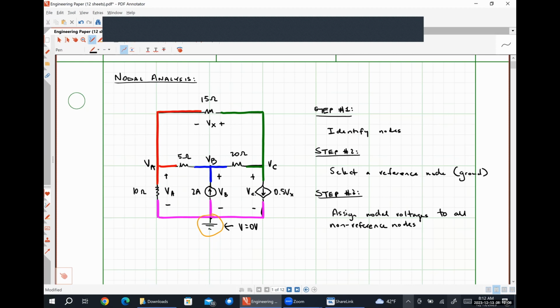So anybody have any questions about what a nodal voltage means? Yes. So the positive polarity terminal is whatever node I want, and the negative polarity terminal is always ground. Always, always, always ground.